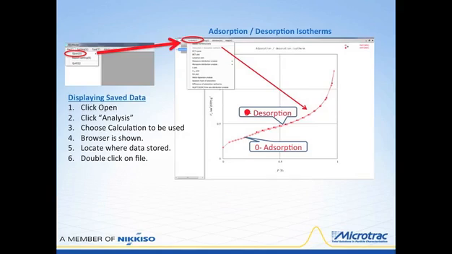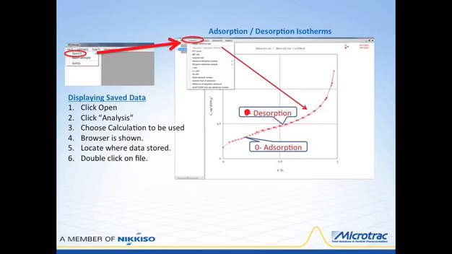Now, I just mentioned to you adsorption and desorption isotherms, and this is some data that we've taken off of the Bell instrument. This is the Bell Mini, and this was saved data. What I did was just go over here to File, click Open, and Files drop down, and where I saved it, and then I just clicked on Analysis, and then clicked on this particular adsorption desorption isotherm.